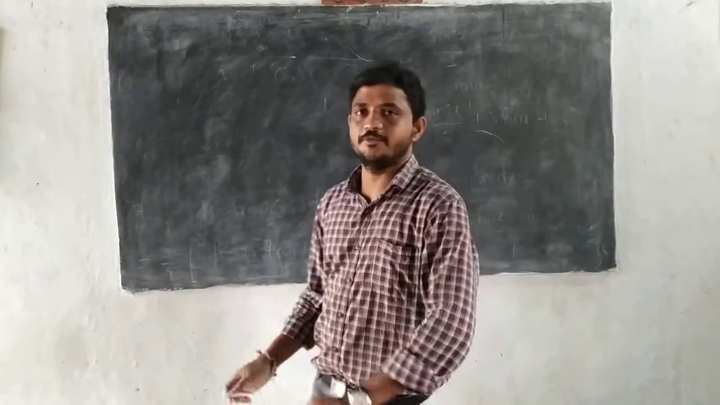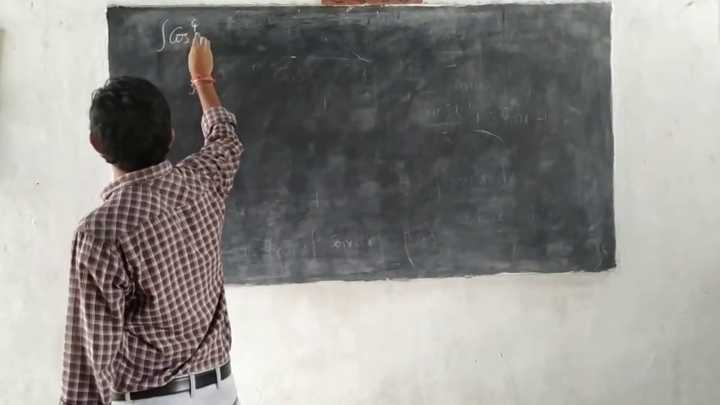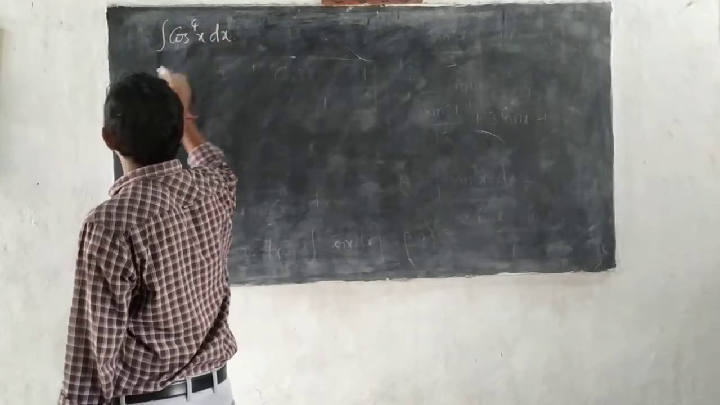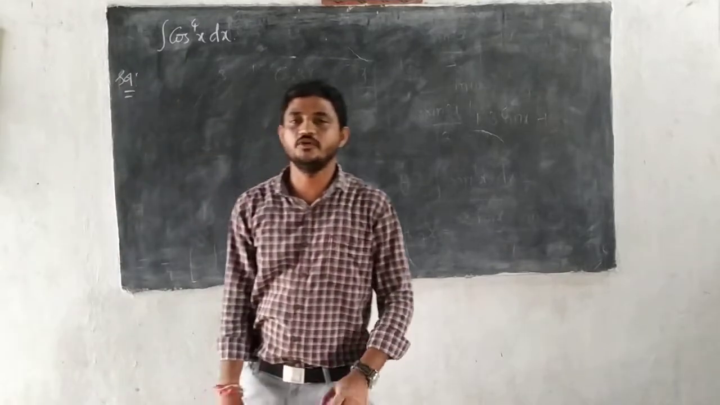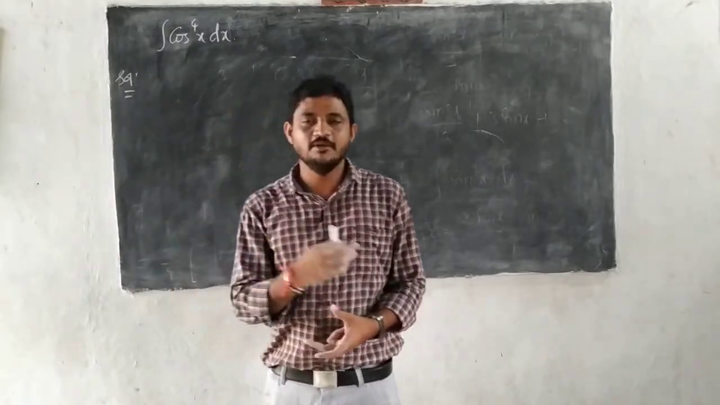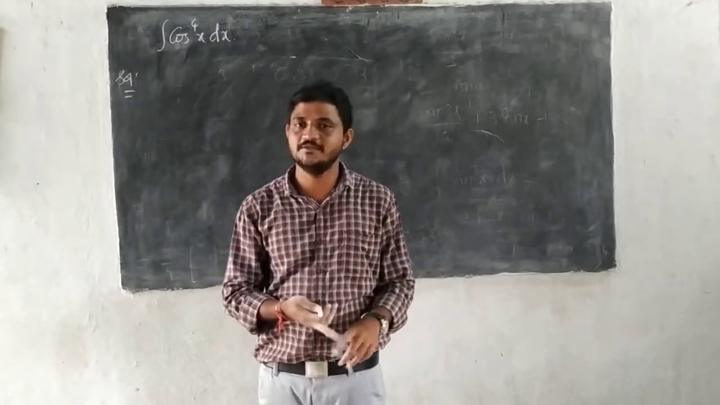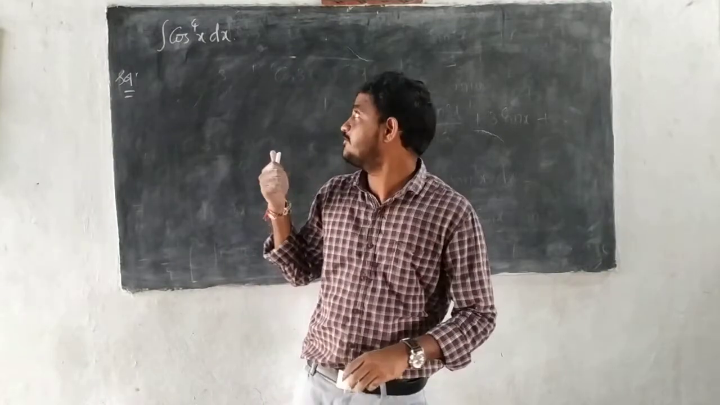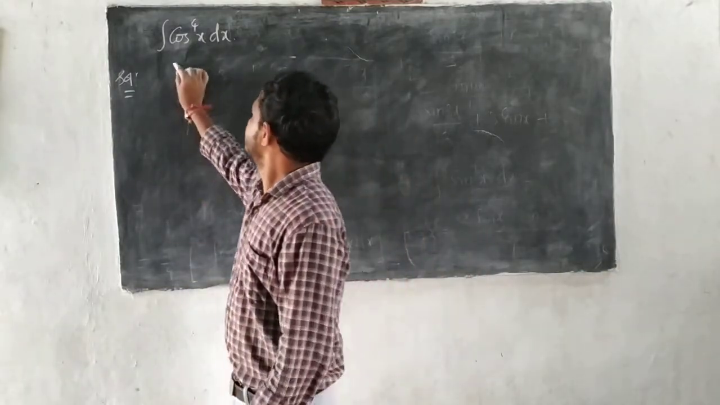Let us take one more problem here. Integral cos to the power of 4 x into dx. So we don't have a formula for cos to the power of 4. We have formulas for cos cube, sin cube, sin square and cos square, but we don't have a formula for cos to the power of 4. Right? So how to solve?